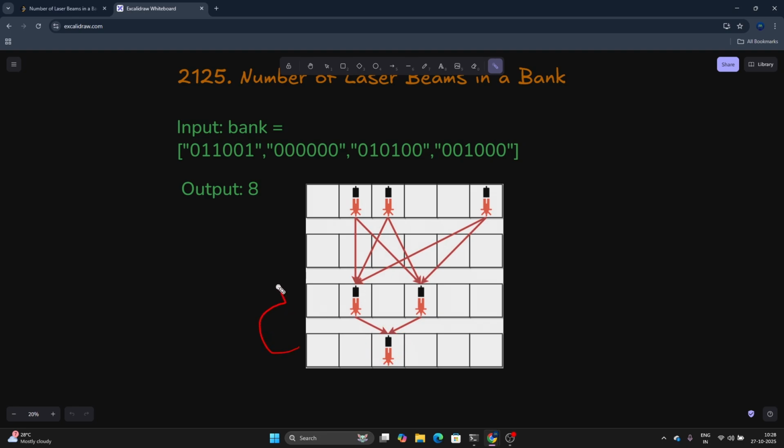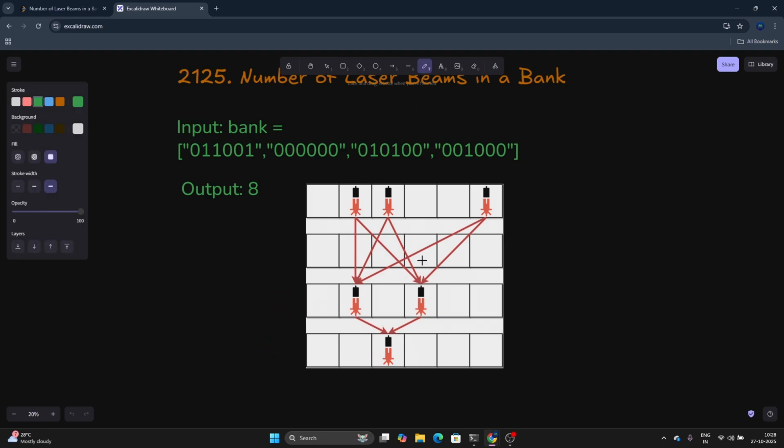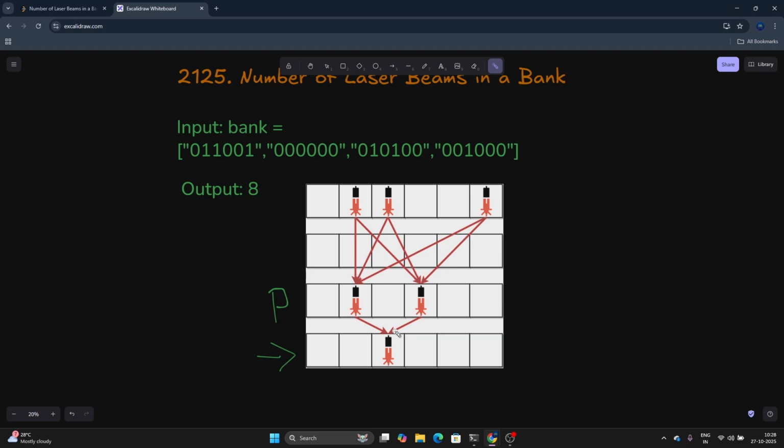So let's try the previous one. So let me actually draw this. Let us say this is our current row, and this is our previous row, which we are going to see. It contains one device, the previous row contains two devices. So naturally, there will be two laser beams between them. This is the first and this is the second.